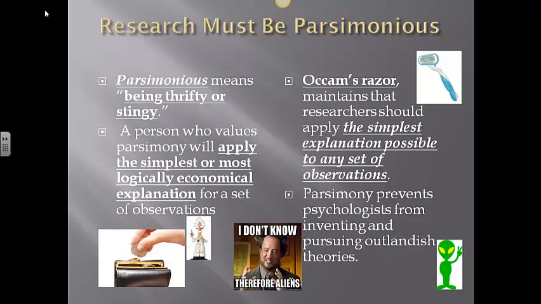It's not like, well, I don't know why somebody behaved the way they did, so therefore it must be due to aliens. That's outlandish, and we often come up with theories like that when we don't have a logical explanation, but in research, we want to look for the simplest explanation, not the most outlandish and crazy one. Think about this in your own life and how often you come up with outlandish explanations when there's probably a much more simple explanation.